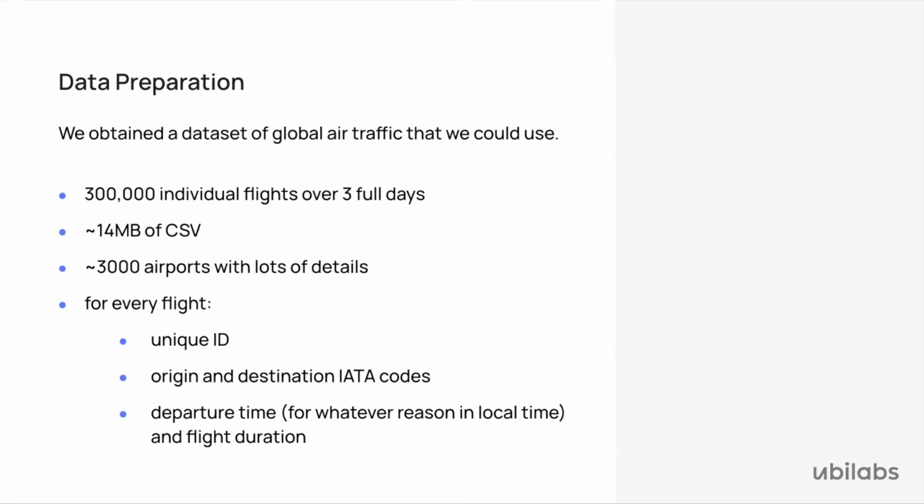So we got this data set with about 300,000 individual flights, over 3 days, and I think it's really all the flights. That came in as 40 megabytes of CSV data, and we also had information about 3,000 of the larger airports in the world. Then for every flight, there's some ID we don't need, but we need the original destination airports, we need the departure time, and we need the flight duration.